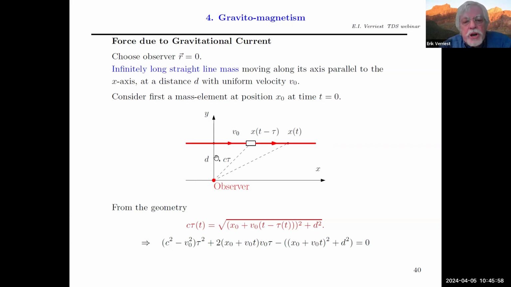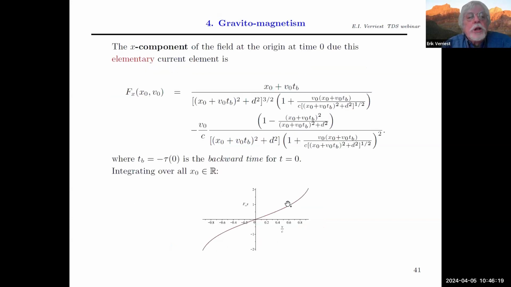And I place the observer here at a distance d from the bar. Let's first look at a small element of the bar that moves with velocity v. Then simple high school geometry lets us solve this equation for the delay. And we find, with the previous formula, that for that elementary part of the bar, at position x0 and with velocity v0, we get an x direction of the force given by this horrendous form.